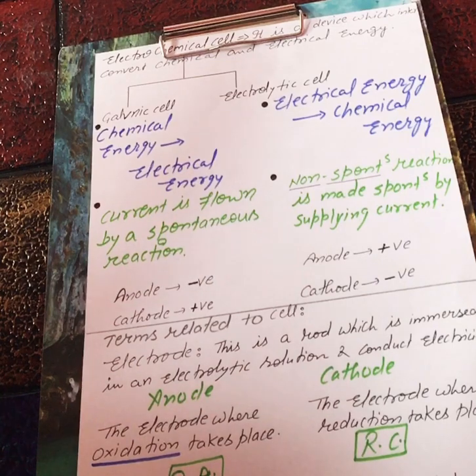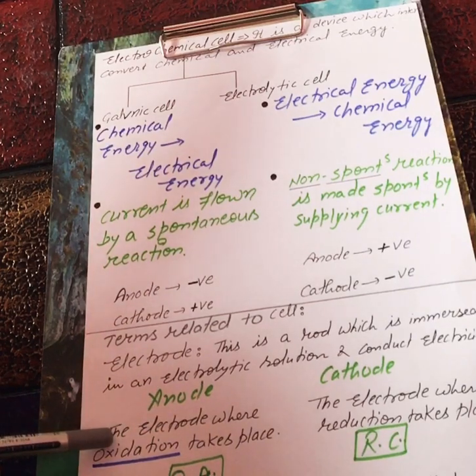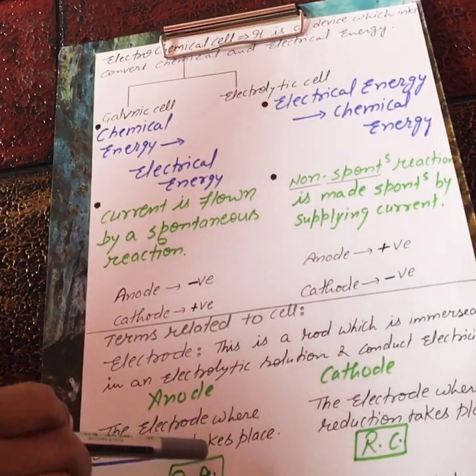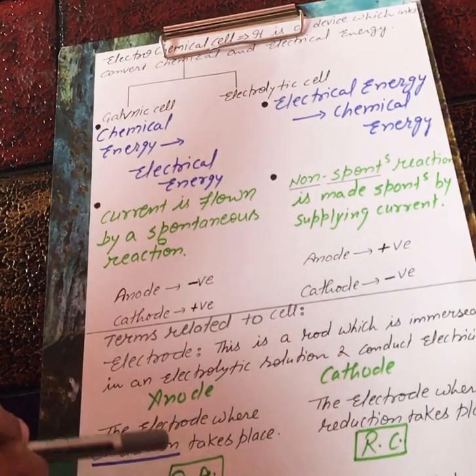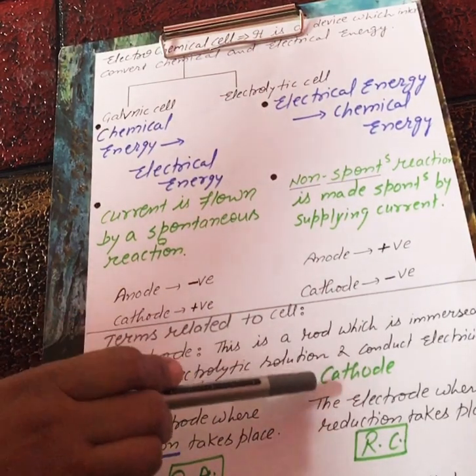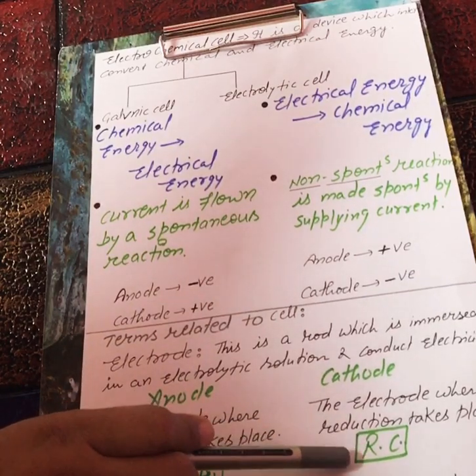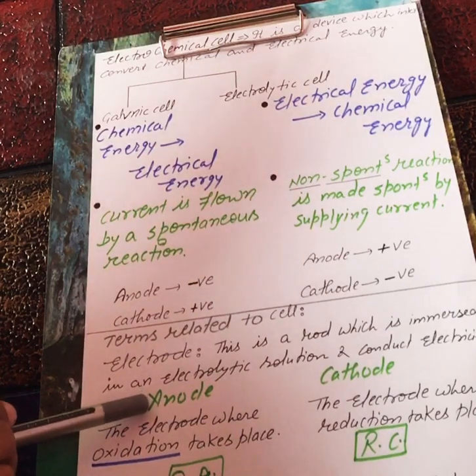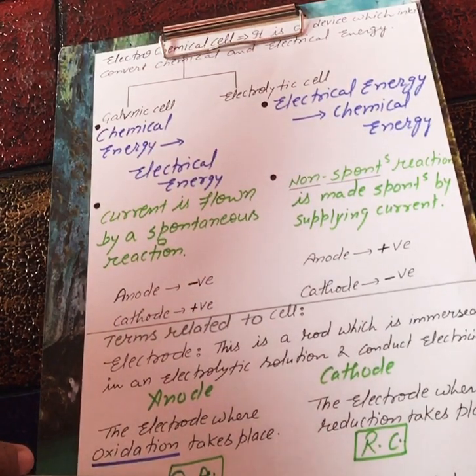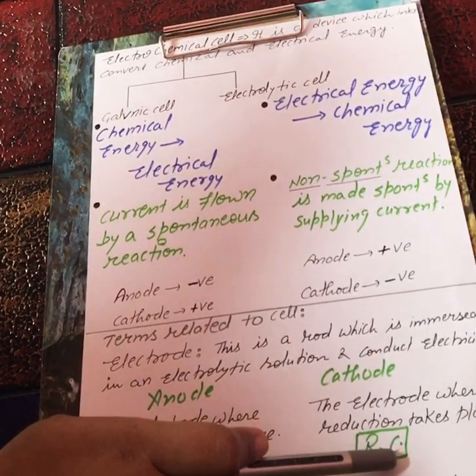Yesterday I discussed electrodes. We know electrodes are of two types, anode and cathode. Anode is that electrode on which oxidation takes place. That means anode वो इलेक्ट्रोड है जिस पर ऑक्सीडेशन होगा. Cathode is that electrode at which reduction takes place. In a short way, you can learn OA, oxidation at anode, RC, reduction at cathode.